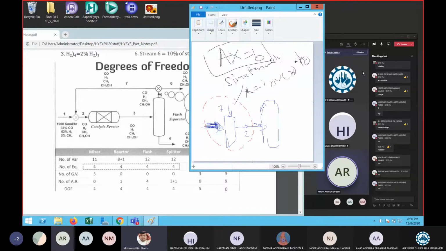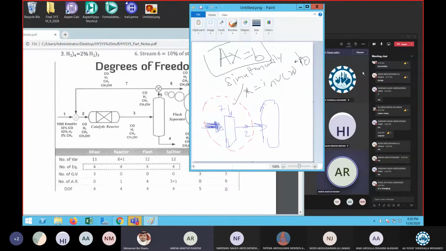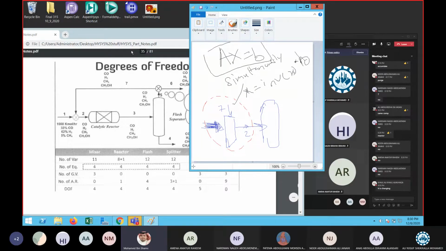Why do you think? In order to get the compositions of stream 7, we need to have the conversion through the reactor, because then the separator will come and then the splitter and all that. Exactly. So in other words, what Amina is trying to say, I won't be able to have this 4 unless the reactor is solved and the separator is solved and the splitter is solved. And then only I will be having these 4 things here. Then I'll be able to solve the mixer. This is one way to look at the problem.